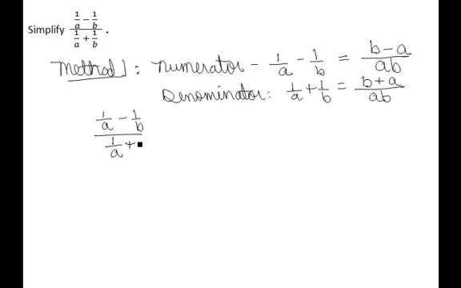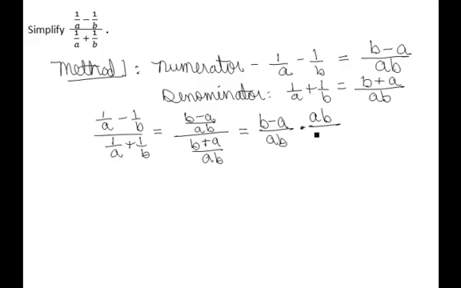So then our original complex fraction can be rewritten. So here's the original complex fraction, and replacing the numerator with it as a single fraction of b minus a over a times b, and the denominator becomes b plus a over a times b. So now we have one fraction divided by the other, and to do division by a fraction, we multiply by the reciprocal. So we flip the denominator and we multiply by that reciprocal.